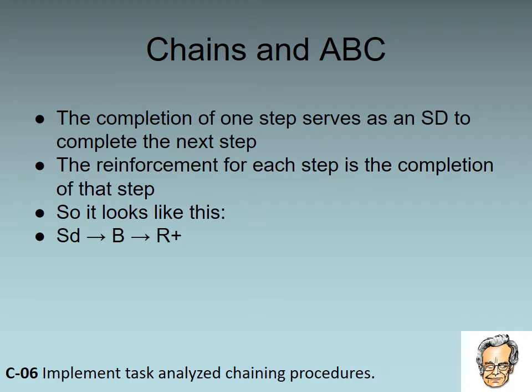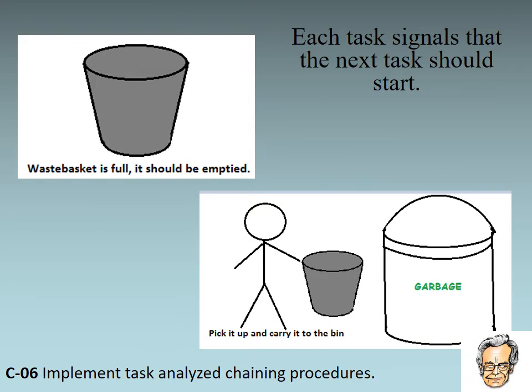Chains in ABC: the completion of one step serves as an SD to complete the next step. The reinforcement for each step is the completion of that step. So it looks something like this: you have the SD, the behavior, then the reinforcement. Basically, the completion of the step itself should act as a reinforcer to go to the next step. Each task signals that the next task should start.